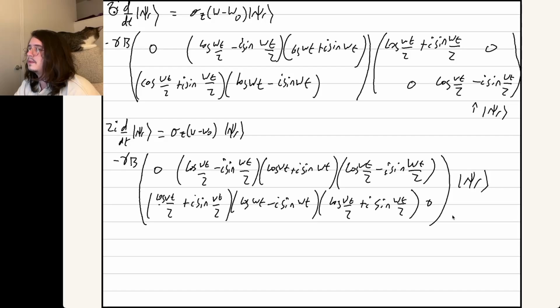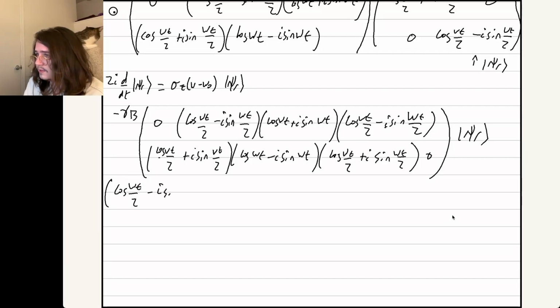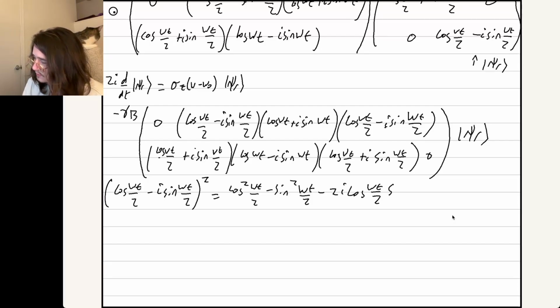So we're going to just calculate some polynomials first of all. So we have that cosine omega t over 2 minus I sine omega t over 2 is being multiplied by itself in the first off-diagonal term. So that's going to be cosine squared omega t over 2 minus sine squared omega t over 2 minus 2I cosine omega t over 2 sine omega t over 2. And, yeesh.